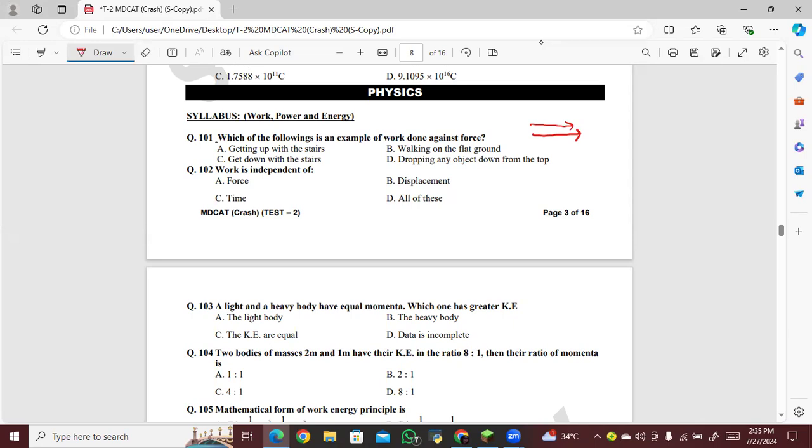So getting up with the stairs, this is the right option, I think, because when you are getting up with the stairs, you are moving against gravitational force. So answer is A. Work is independent of. The formula of work is FD cos theta. It is independent of time.